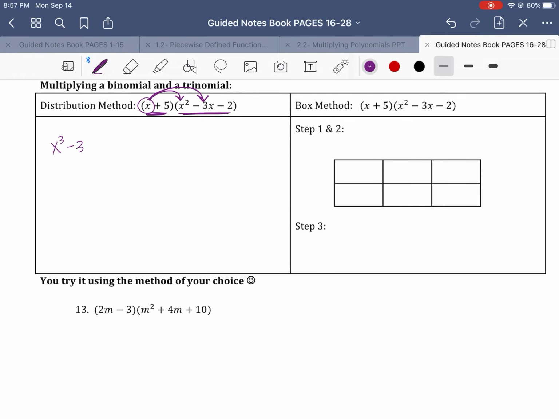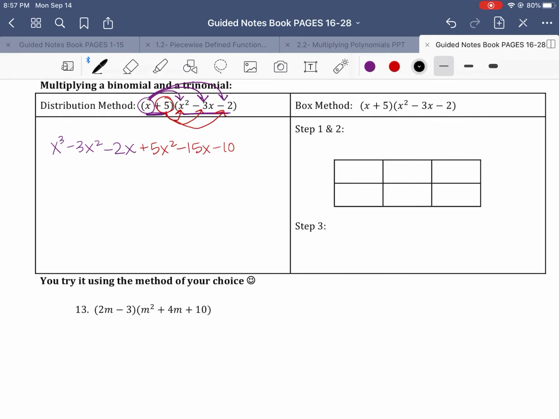X times negative 3x is negative 3x squared. And x times negative 2 is negative 2x. Again, very common for those exponents to decrease as we move to the right. If you keep getting the same exponent, look back at your work and make sure we're not missing something. Then we do the positive 5 by each piece of the trinomial. So 5 times x squared is a positive 5x squared. 5 times negative 3x is negative 15x. And 5 times negative 2 is negative 10.